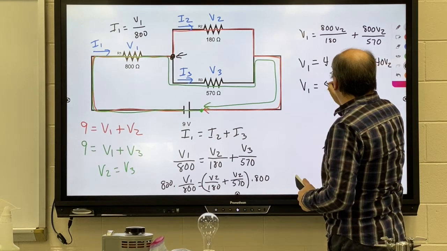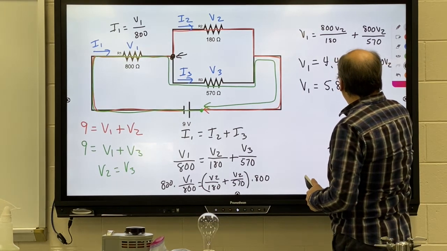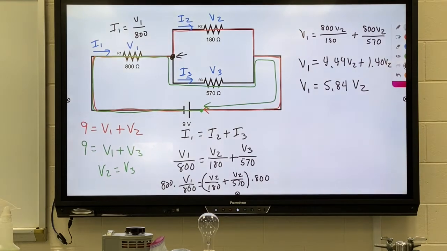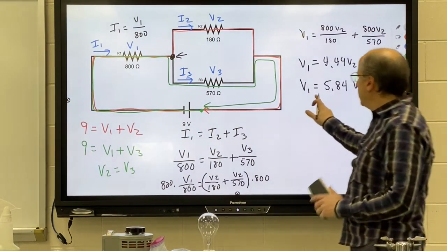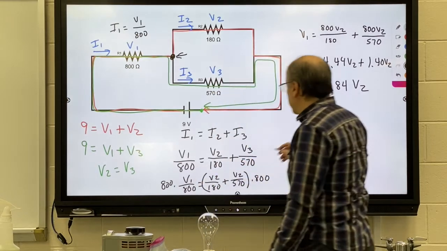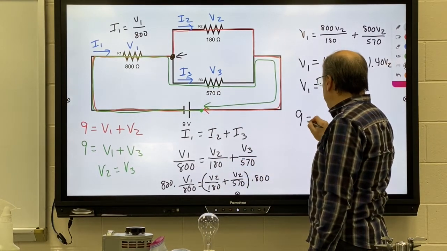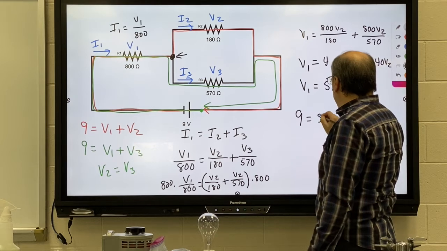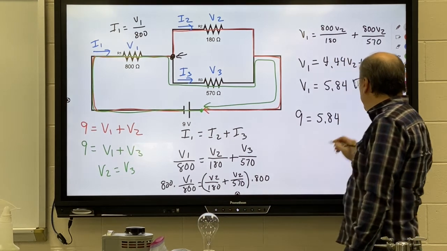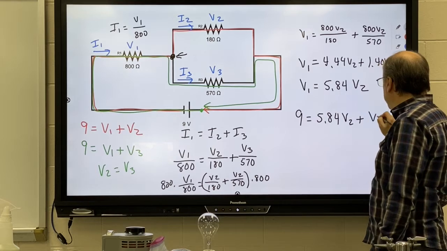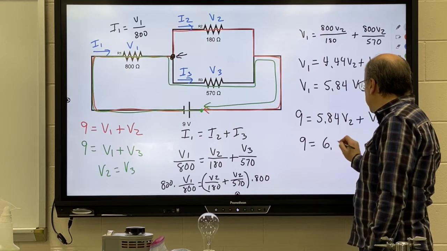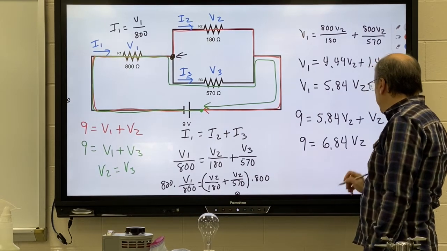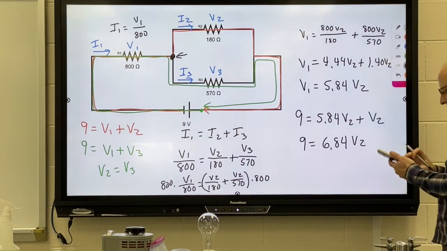V1 equals 5.84 V2. Still, I have too many variables. I have V1 and V2, two different variables. But I can substitute this into my first loop equation. So I could say 9 equals V1, I can call 5.84 V2 plus V2. I can now combine these together again and get 6.84 V2. And I can solve for V2 through simple division.